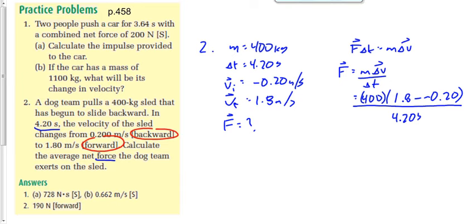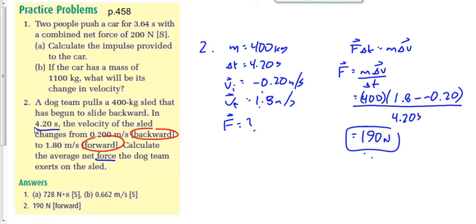400 times 2 is 800. 800 divided by 4.2 is 190. And we get a positive value for that. What does the positive value mean? Well, if forward was positive and backwards was negative, then we get a force that's forwards. Right? Christian? Yep.